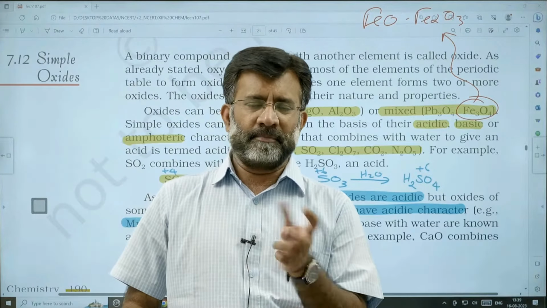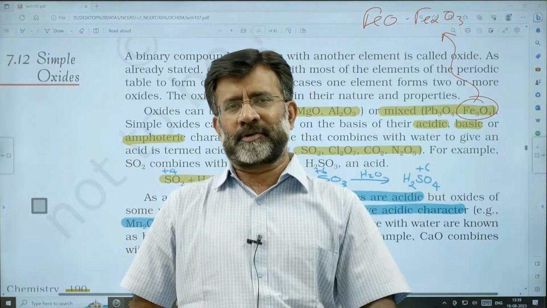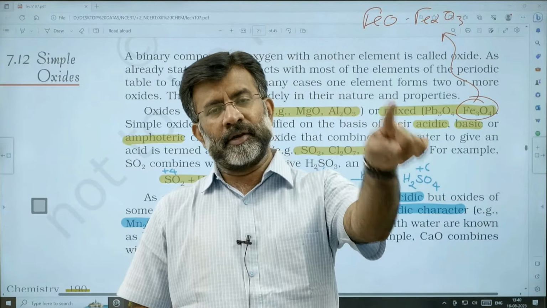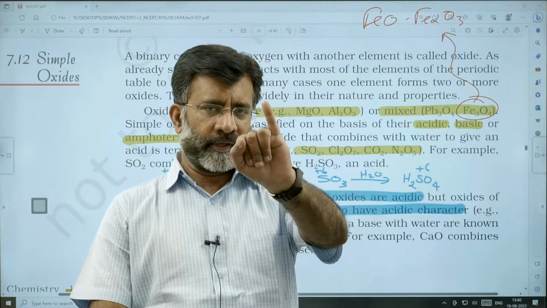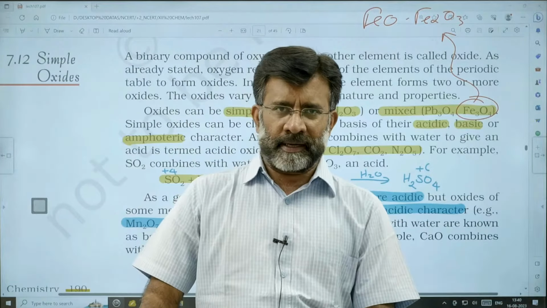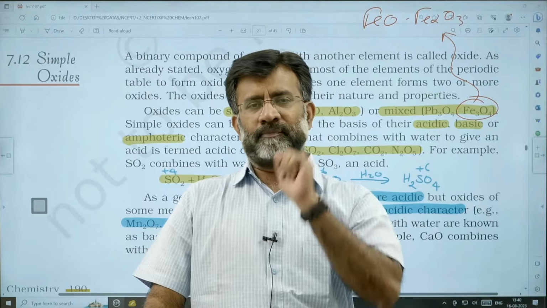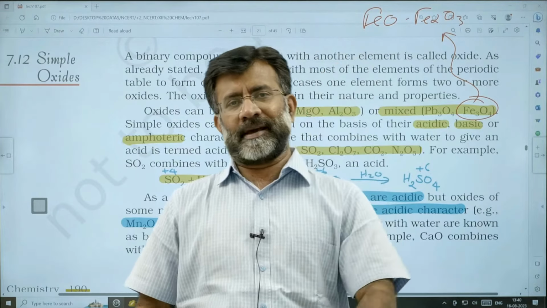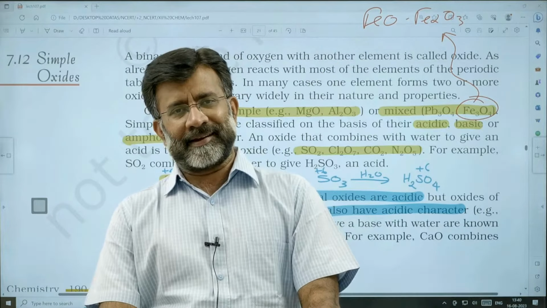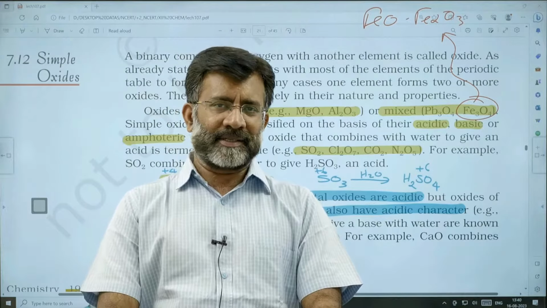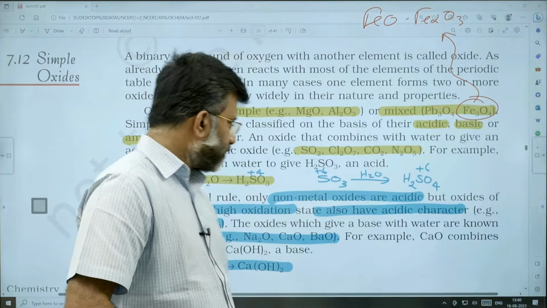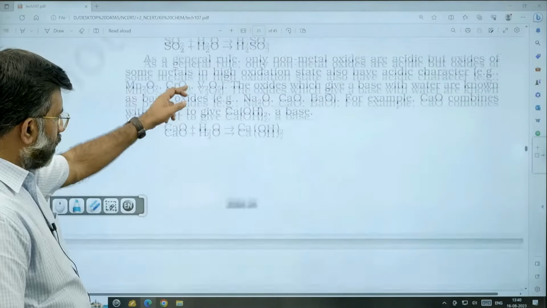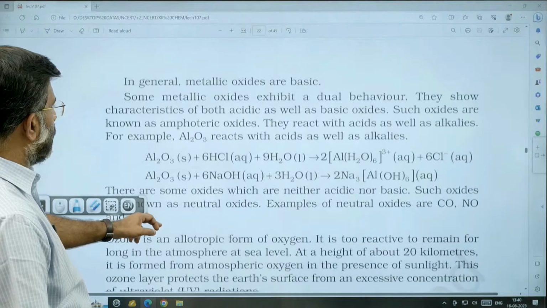So acidic, basic oxides, and there is amphoteric character, which all of you know. At the same time, there are neutral oxides also. So acidic oxide, basic oxide, both acidic and basic, amphoteric oxide, neither acidic nor basic, neutral oxides. Carbon monoxide is a neutral oxide. Nitrous oxide is a neutral oxide. Nitric oxide is a neutral oxide. Like that. So this area from the oxide part is also very important.